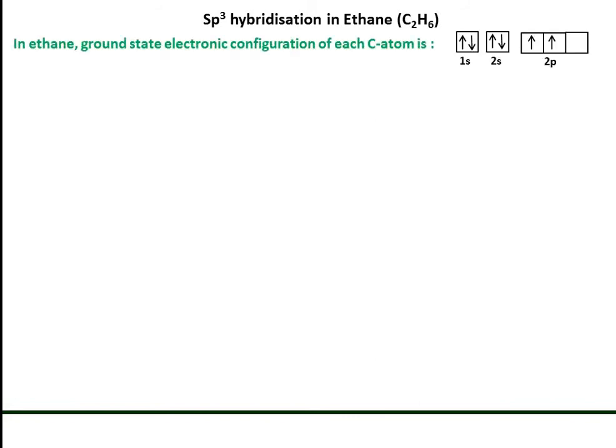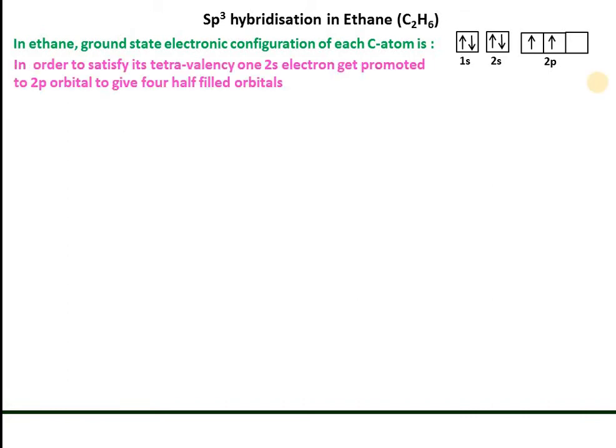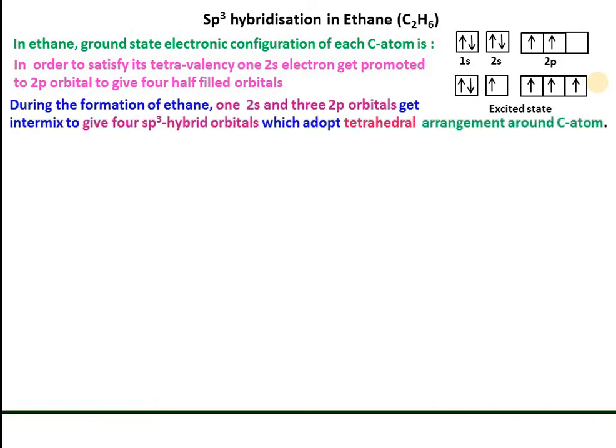First of all, we write the ground state electronic configuration of the carbon atom, that is, 1s2 2s2 2p2. In order to satisfy its tetravalency, that is, to form 4 bonds, carbon will promote one of its 2s electrons to an empty 2p orbital to give 4 half-filled orbitals like this, which is the excited state. And we have already calculated that in ethane the hybridization of the carbon atom is sp3, so we will write directly that during the formation of ethane, one 2s and 3 2p orbitals get intermixed to give 4 sp3 hybrid orbitals, which adopt a tetrahedral arrangement around the carbon atom like this.